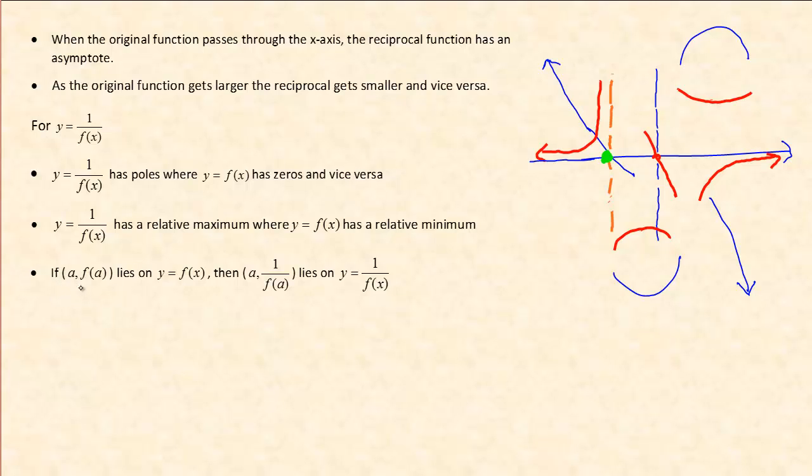Now if a, f of a lies on y equals f of x, then a, 1 over f of a lies on y equals 1 over f of x. It's fairly obvious that when the x-coordinate is a, the y-coordinate on f is f of a, and since we're doing 1 over f of x, the y-coordinate here would be 1 over f of a. As I say, it's obvious, but actually getting a few points can help us with a sketch.